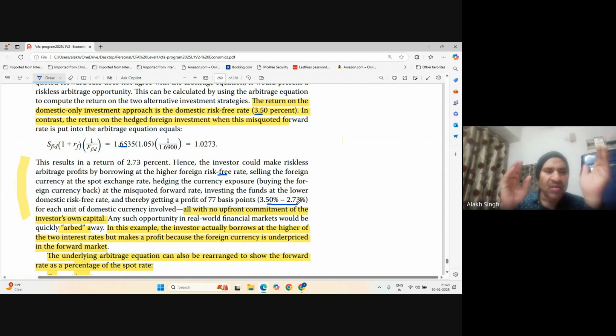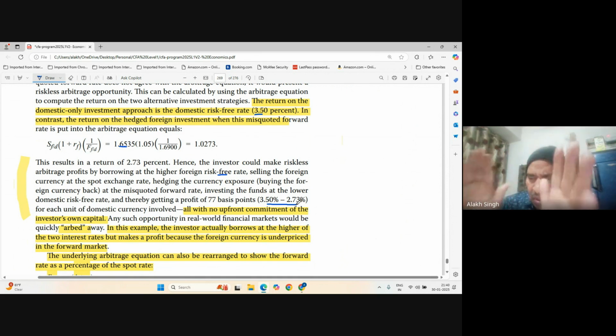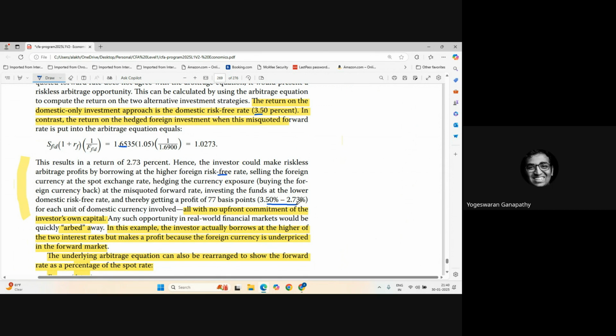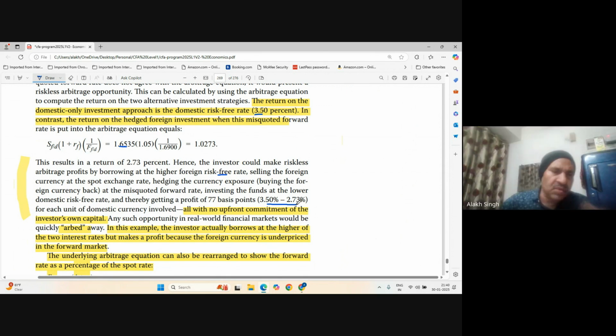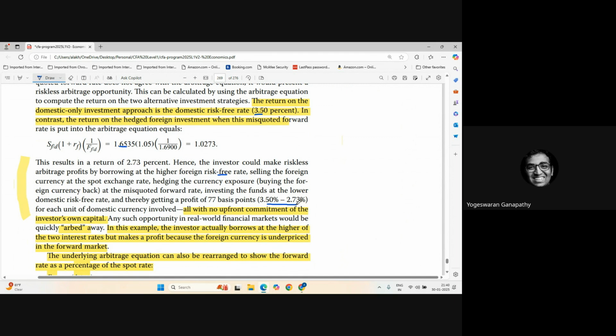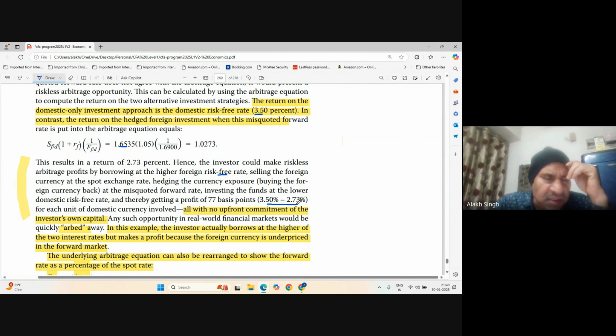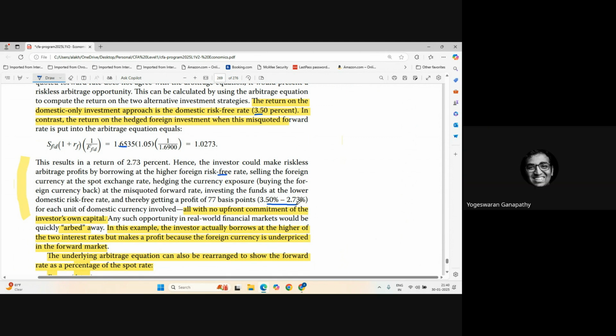Arbitrage profit. We had said that we would short the forward and then go long the domestic currency, invest it there, and when it matures, we will get the arbitrage profit. Yes, sir. Now here it is telling us that we will borrow. Yes, sir, because that is the meaning of arbitrage: we don't use our own money. From where to borrow?